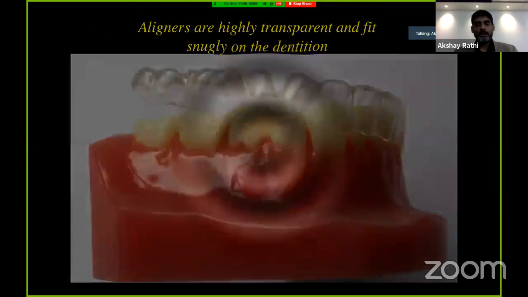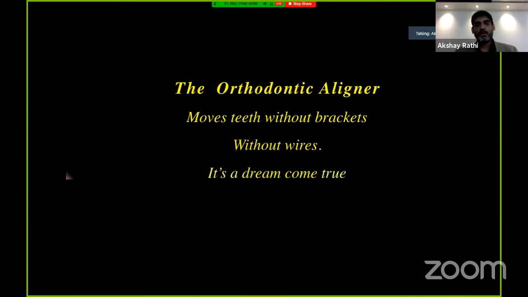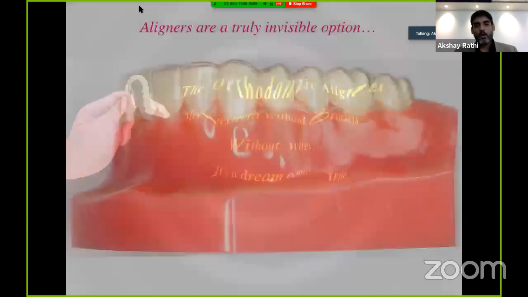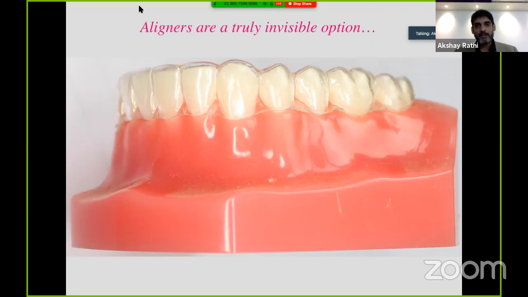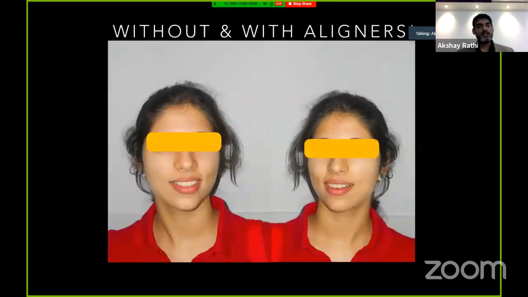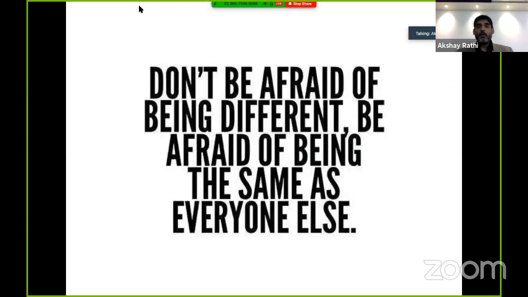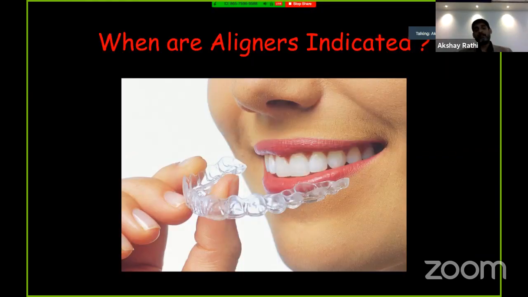So the orthodontic aligner moves teeth without brackets, without wires, without the need of changing wires. It's truly an invisible option which you can give to your patients, and the aligners are practically not visible at all. Now, when are aligners indicated? Aligners are of course indicated when there is a malocclusion.